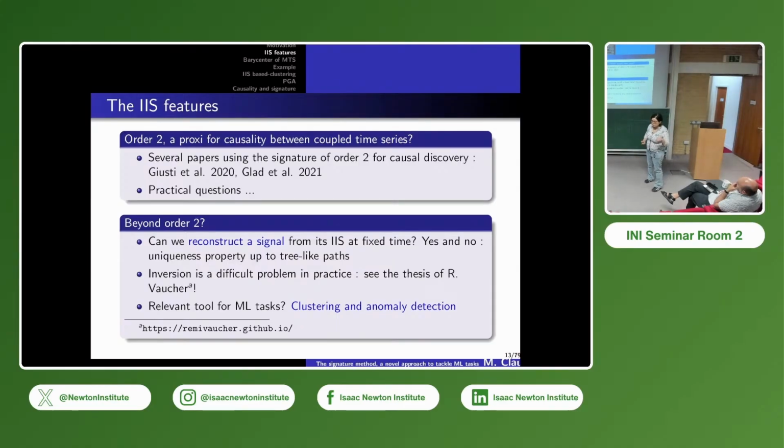So in my lab, we have a colleague working on this inversion problem of the signature with people from Tübingen, and they try to do something like that, penalizing the problem, imposing a structure on the data. But in itself, the problem is ill-posed.